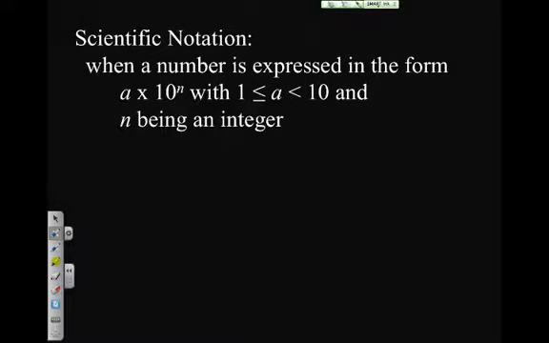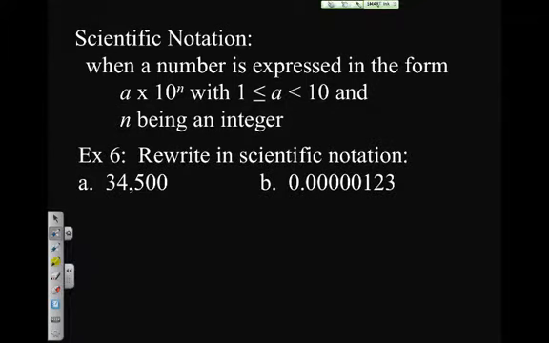So when a number is expressed in the form a times 10 to the nth power, where this a value is between 1 and 10, the way we think about it is there's only one digit to the left of the decimal point, and n is an integer. This is scientific notation.